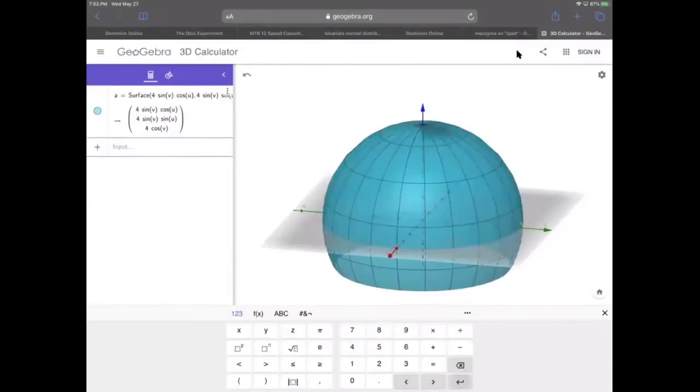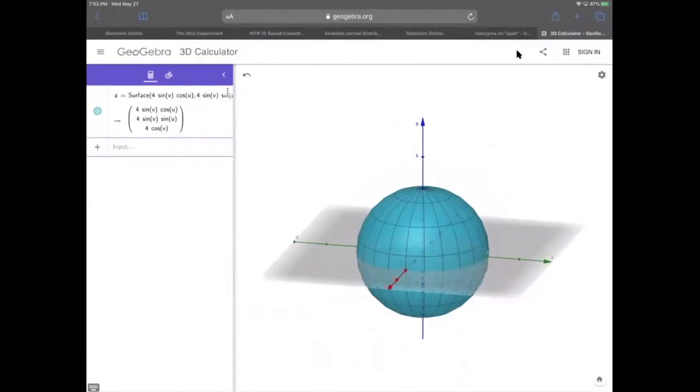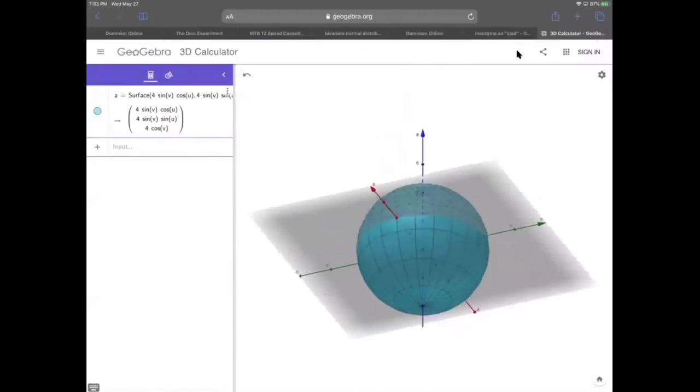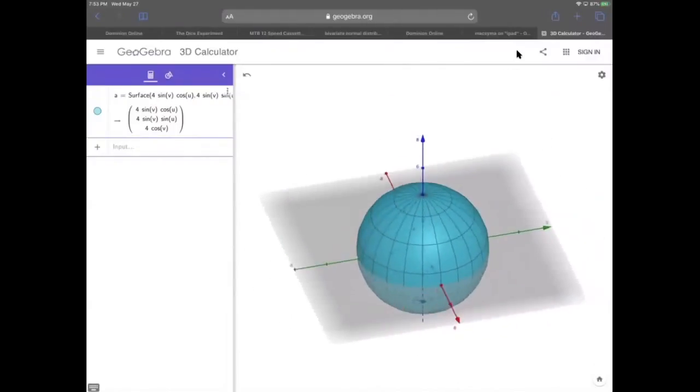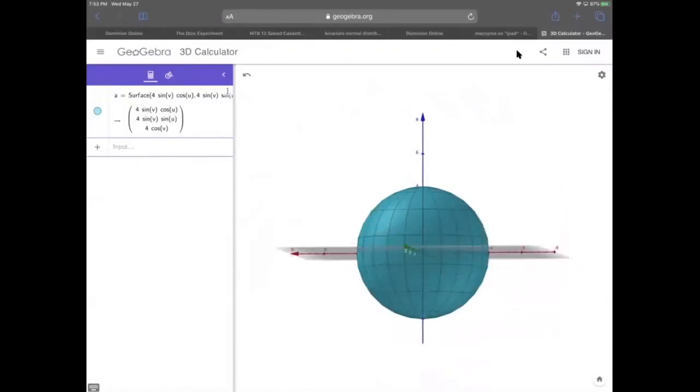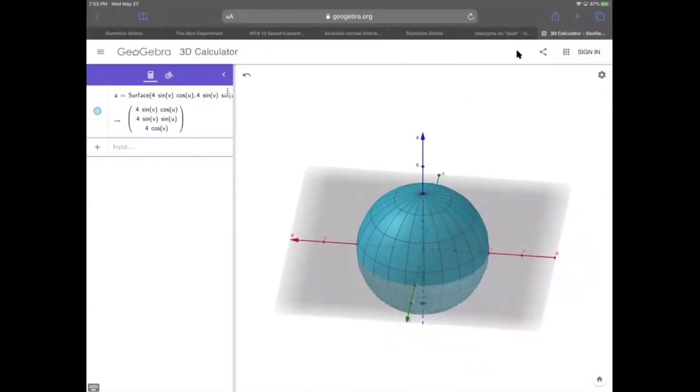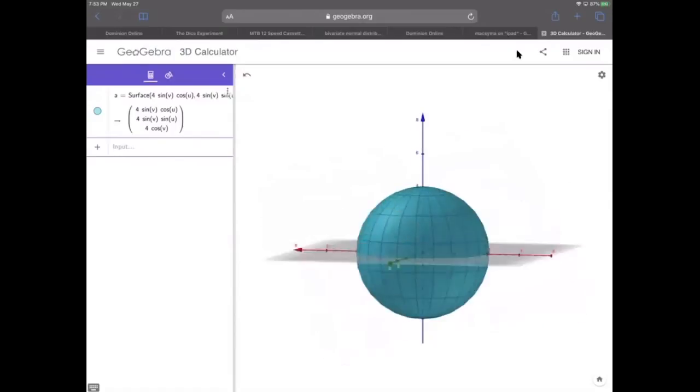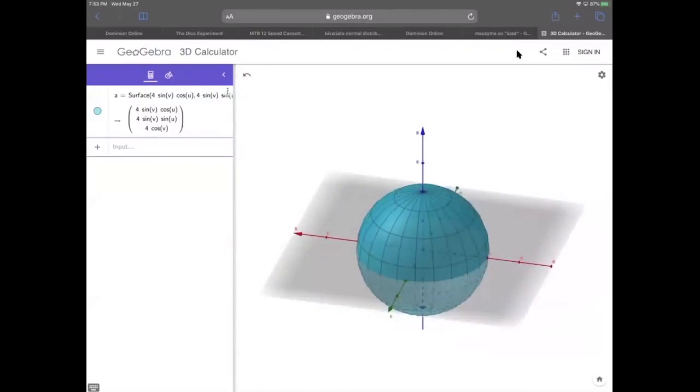And let's see if I hit enter. That's better. So that's a lovely sphere in GeoGebra. And I say that works pretty good. You just got to type surface, list the x, y, z coordinates, and give lower limits and upper limits. So let's put that into the notes in case you want to do one of these.